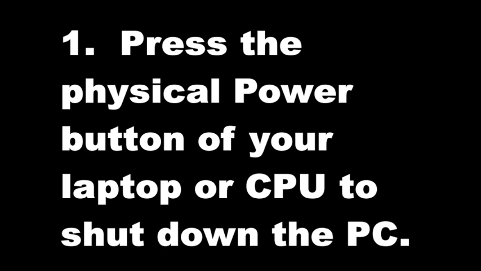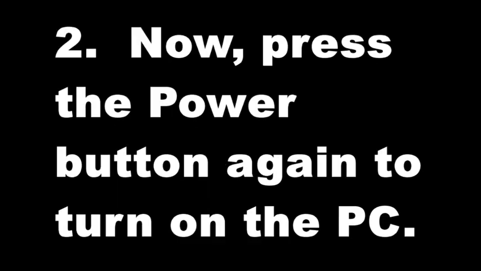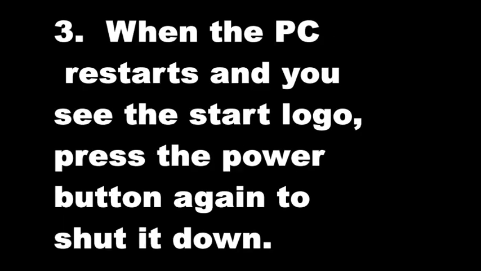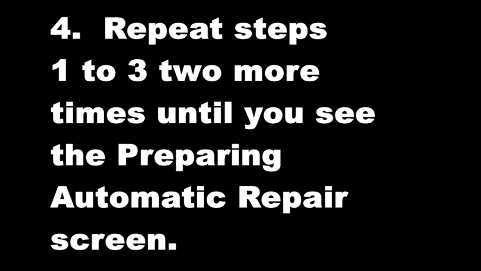First, press the physical power button of your laptop or CPU to shut down the PC. Now press the power button again to turn on the PC. When the PC restarts and you see the startup logo, press the power button again to shut it down. These three steps we will have to repeat two more times to enter the preparing automatic repair screen.